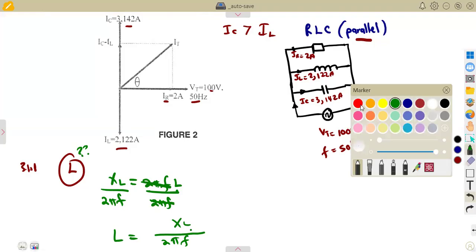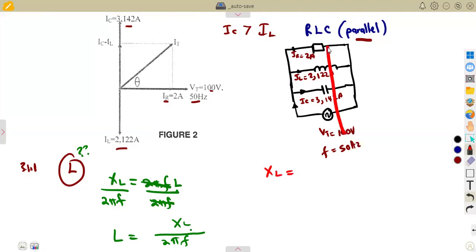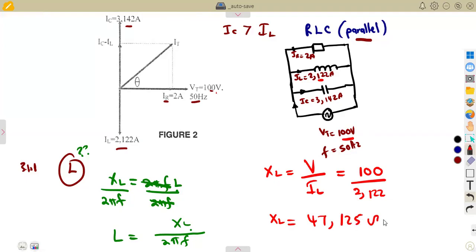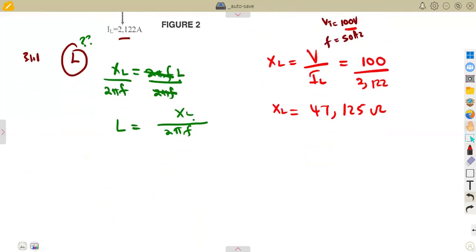So to determine XL, we can take advantage that it's a parallel combination where voltage is the same. So you can divide the voltage of 100 volts by the current across the inductor, that's 2.122. So that means we've got XL, which is going to be 47.125 ohms. So with the reactance across the inductor, we can substitute: 47.125 over 2 pi times the frequency. Remember, the frequency is 50.